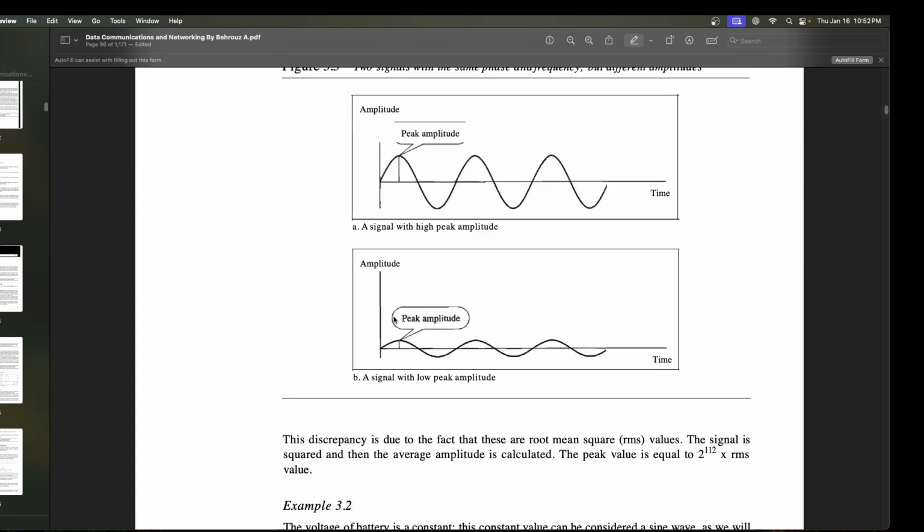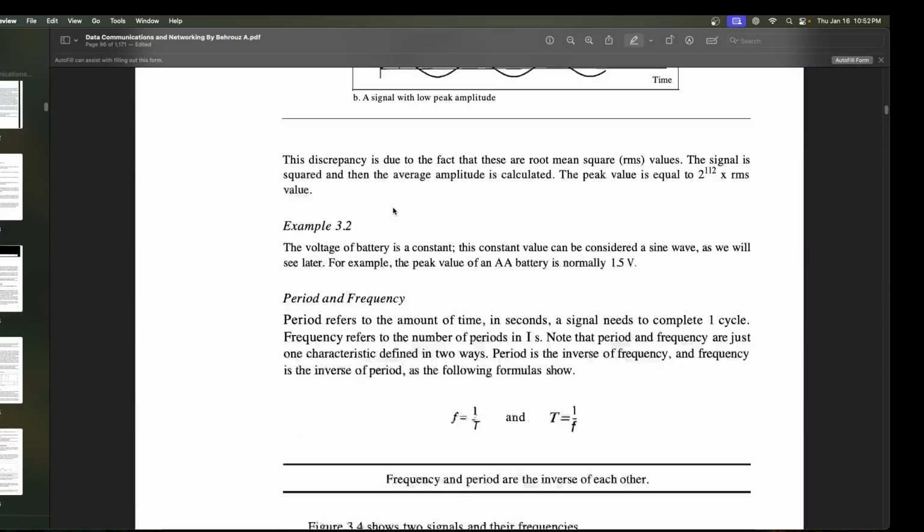There are two measures: one is root mean square, and the other is mean square. He's saying this has a high peak amplitude. Root mean square will be the square root of something, V max squared.